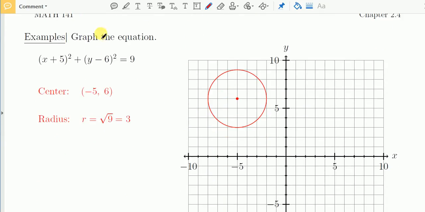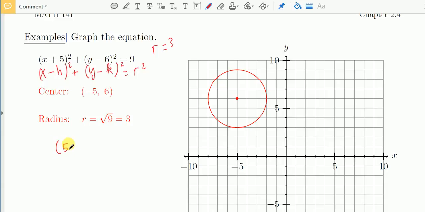Now we also want to graph the equation. We are given this one. Remember, the equation of a circle is what? x minus h squared plus y minus k squared equals r squared. r squared is 9, therefore r is 3, because 3 squared gives you 9. So we have the radius. The radius is 3 units, and the center h is 5, k is 6.